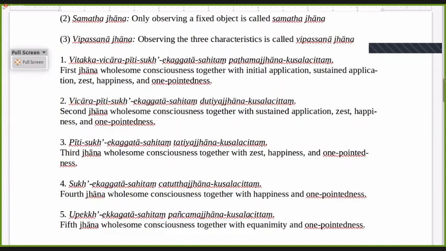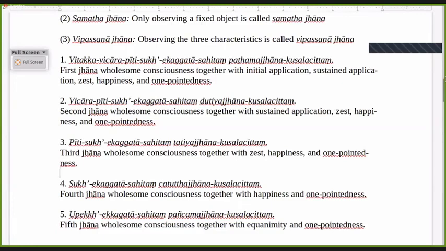Vichara suppresses vicikiccha, skeptical doubt. Piti suppresses ill will, vyapada. Sukha suppresses uddhacca and kukkucca, restlessness and remorse. Ekagata suppresses kamacchanda, sensual desire.